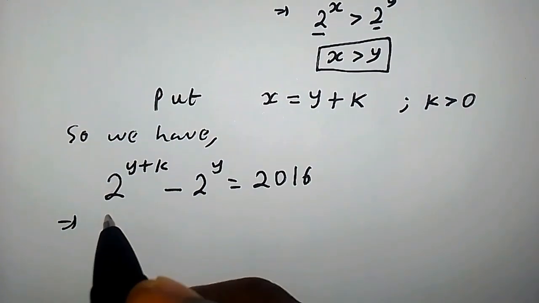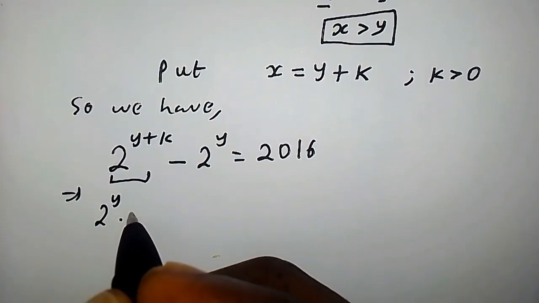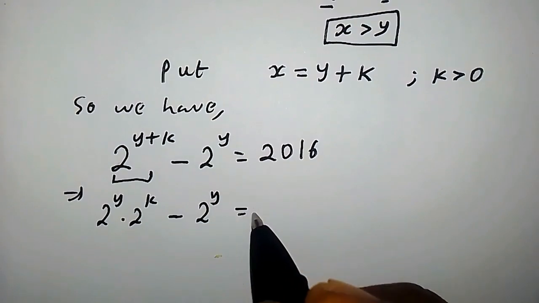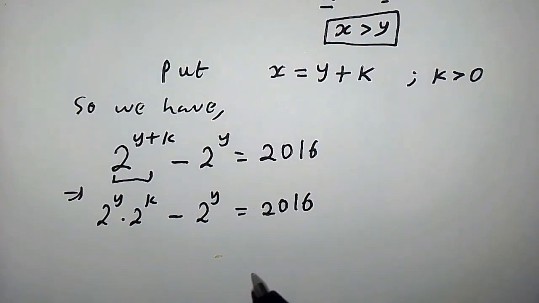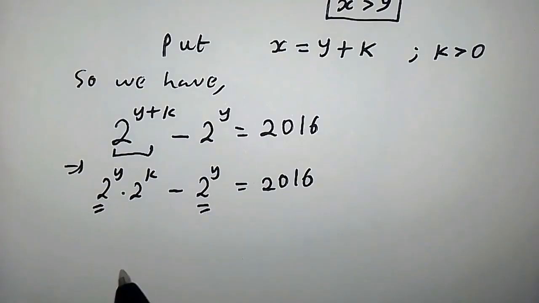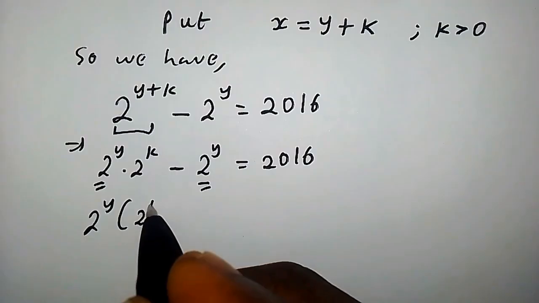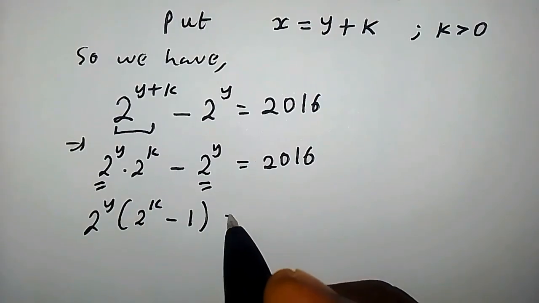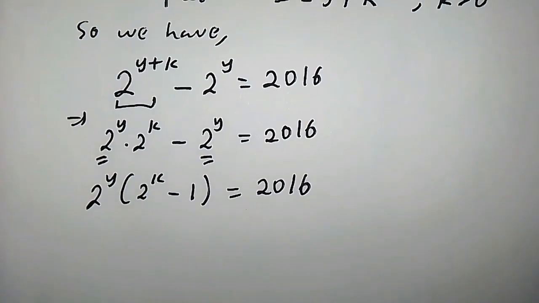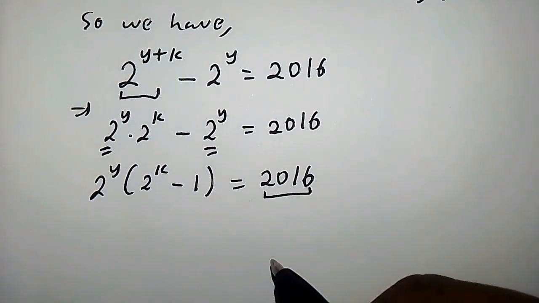This implies that this can be written as 2 to the power of y times 2 to the power of k minus 2 to the power of y equal to 2016. What is common here? 2 raised to y is common. We can pull it out. We have 2 raised to y into 2 raised to k minus 1 equal to 2016.